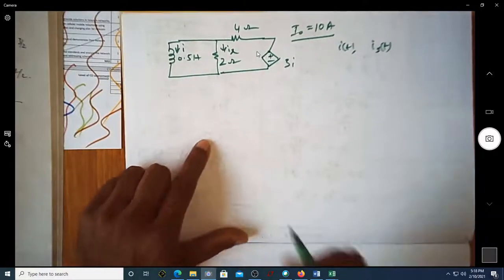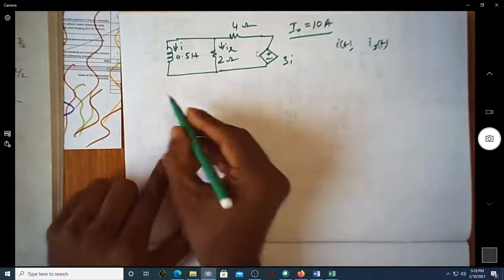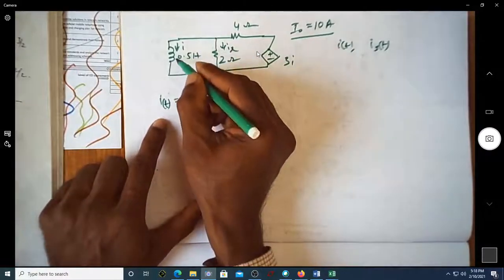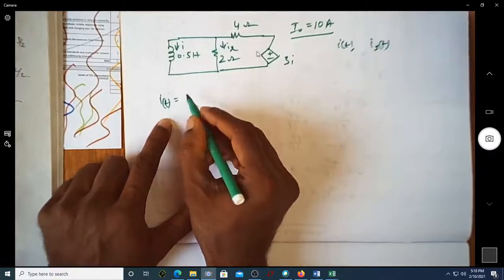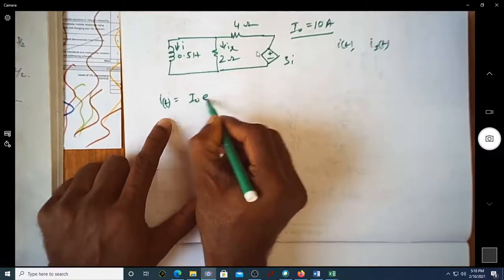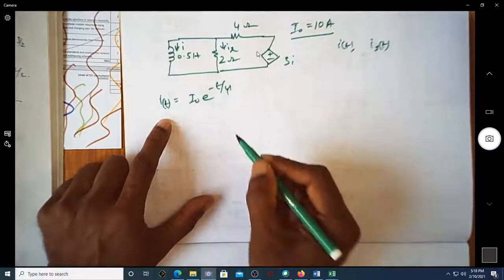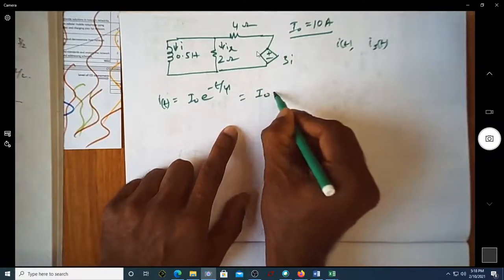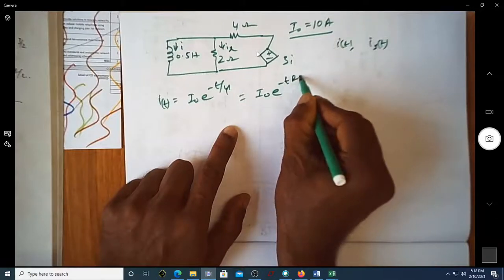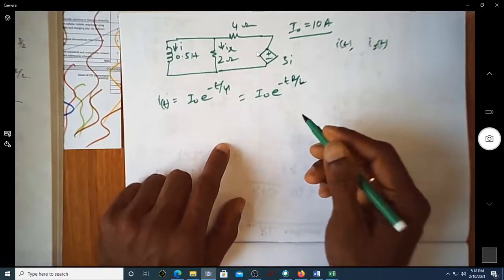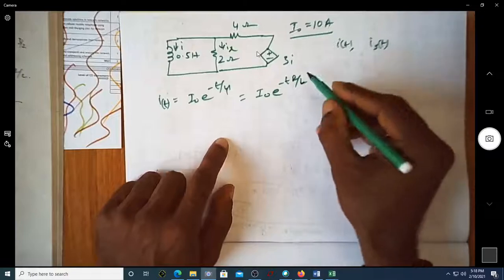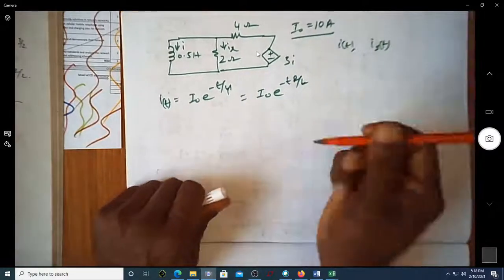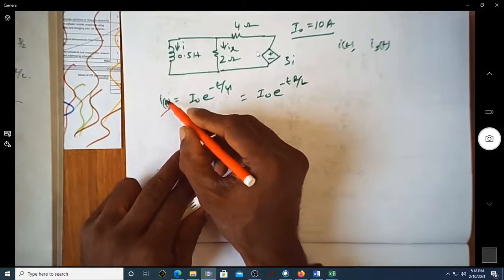So we know that I of t, the current through the inductor at any given time, is given by I naught e power minus t by tau, which I can further write as I naught e power minus t R by L. For this particular circuit, I know the value of I naught. So let us try to get the expression for I of t.